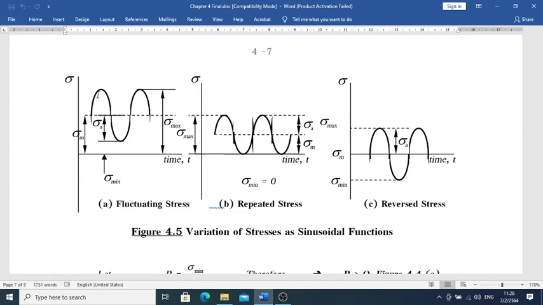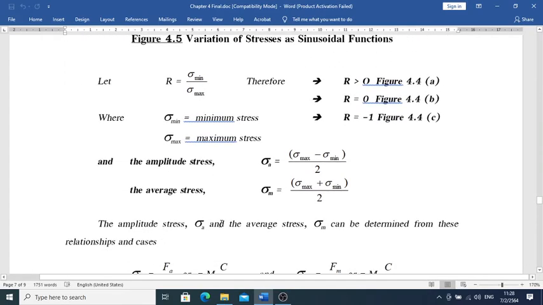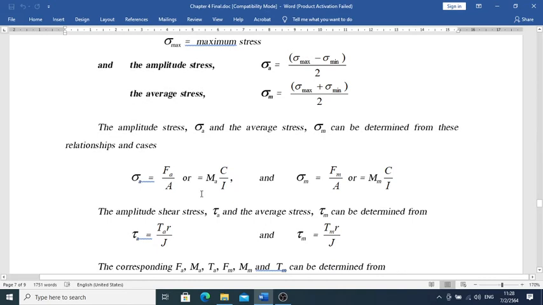In a repeated load, sigma min is equal to 0, and otherwise it's positive all the way. For reversed stress, the maximum is positive, the minimum is negative, and the mean is going to be 0. The amplitude is going to be the wave amplitude, of course. So everything is right there, and it shows you the equations. The amplitude is going to be max minus min over 2, and the mean is going to be max plus min over 2, respectively.